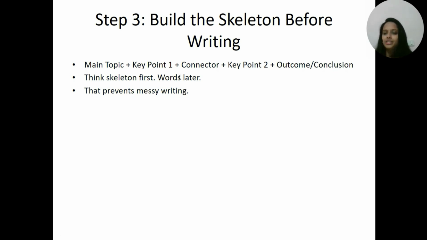What does it mean? Before typing the full sentence, mentally structure it. Main topic plus one key point plus the connector and then the second key point. Then you can go with the outcome or the conclusion. So think skeleton first this way. The main topic should come first, then key point one, then the connector, key point two, then the outcome or the conclusion. If you link the skeleton this way, then you can put the words later. Okay, so that prevents messy writing.